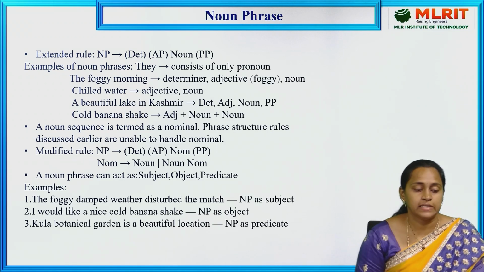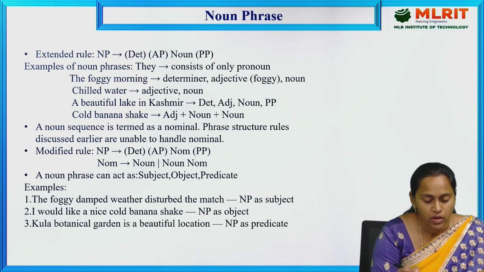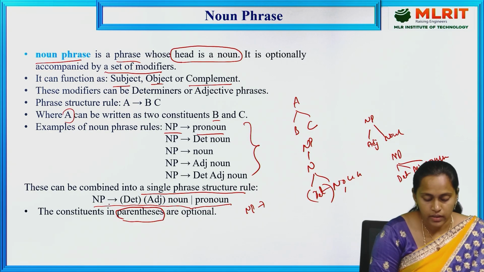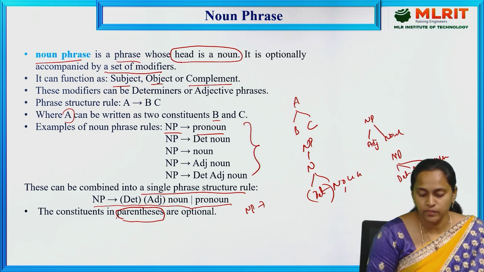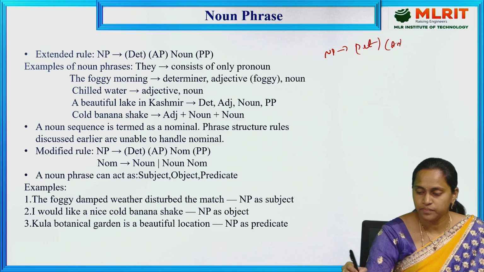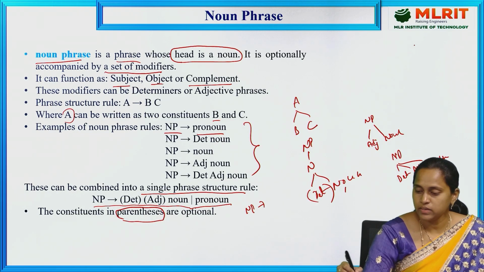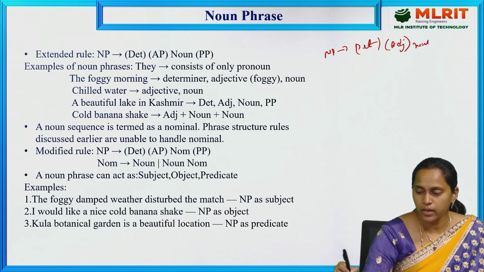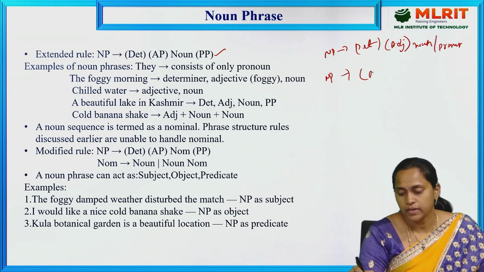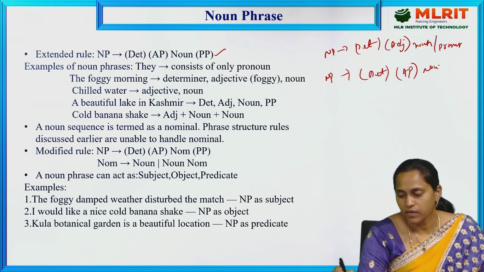Next, let's see the example. Here we have extended the rule. How are we writing it? Noun phrase goes to determiner, adjective, and next noun or pronoun, right? This is the previous rule. Here we are rewriting this rule to noun phrase, determiner, and next adjective phrase, noun. Within the rule, we are also writing the prepositional phrase.